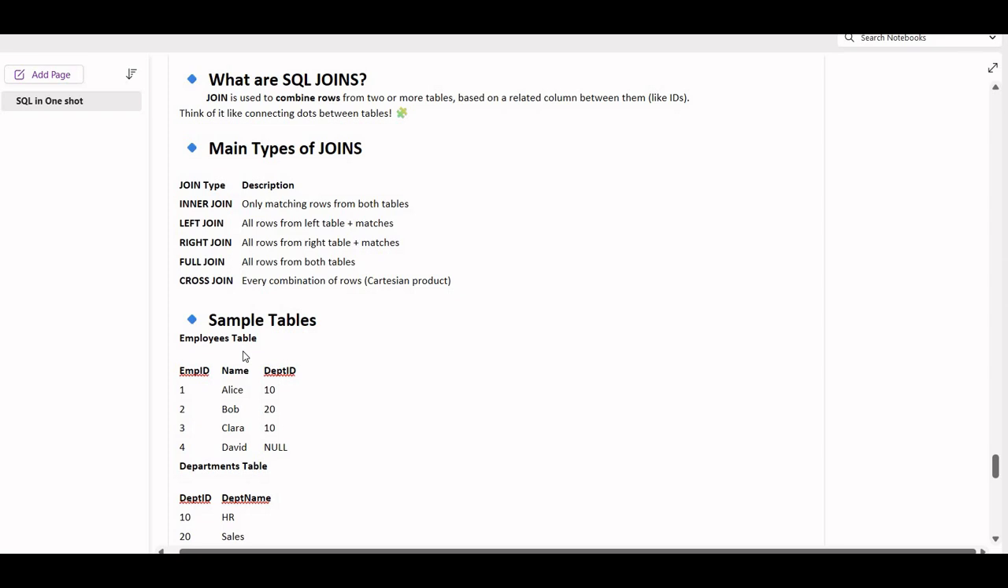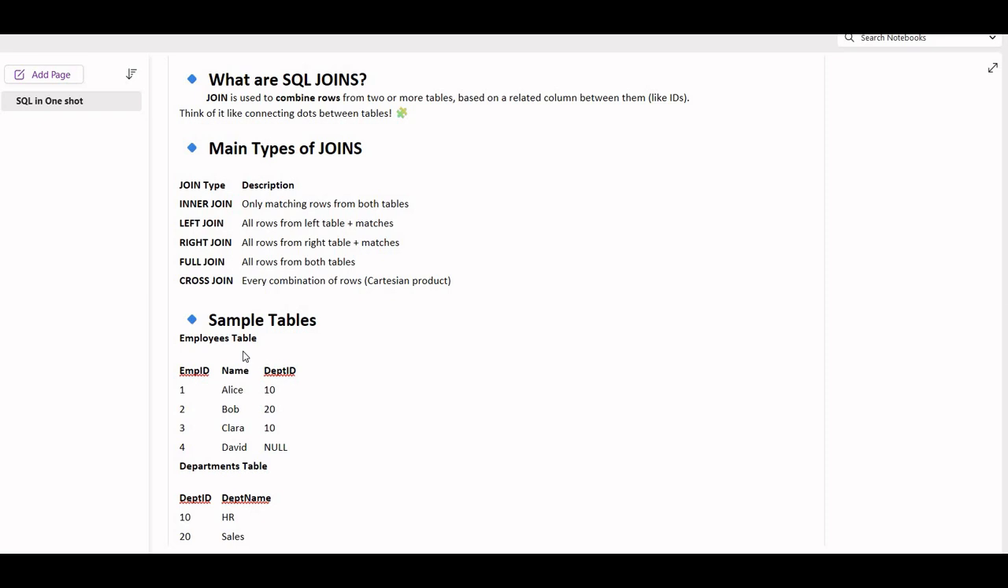The next most important topic is SQL joins. I hope that whatever I have taught till the CASE and END statement is quite clear. Any doubt you can put in the comment section. I will make a video especially on this SQL. If you have any more doubts, I can make one video on that. So we shall see what SQL joins are.